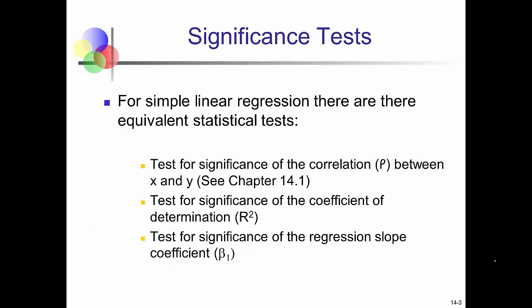When we're doing simple linear regression, there are three tests that are statistically equivalent. The test for significance of the correlation between x and y, that's what we covered in Section 14.1. The test for the significance of the coefficient of determination, and the test for the significance of the regression slope coefficient. These tests are all equivalent in the case of simple linear regression where we have only one x variable. In the case where we have more than one x variable, this test of the r-squared and the tests for the betas are no longer equivalent to the correlation test.